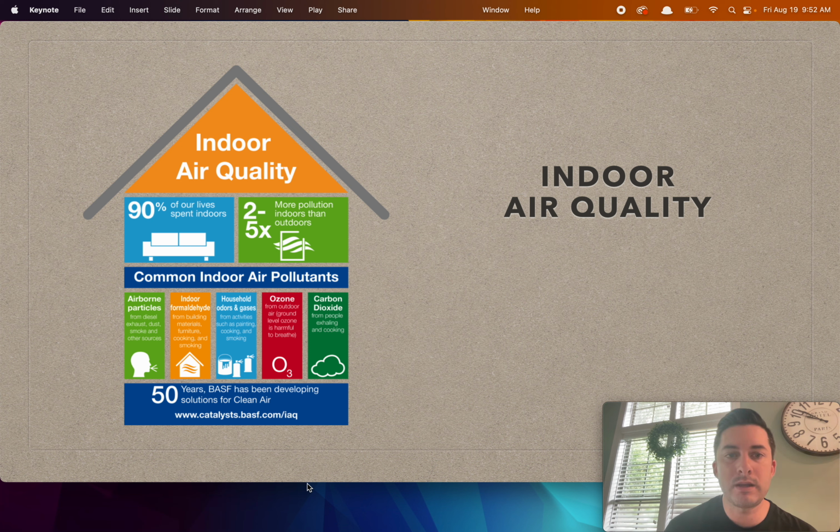So some common indoor air pollutants are airborne particles from exhaust, dust. Being in the Texas Panhandle, we're very familiar with dust. Indoor formaldehyde, which is commonly from furniture and building materials. That's why we have to be careful, as a contracting company, with what materials we're putting into our buildings.